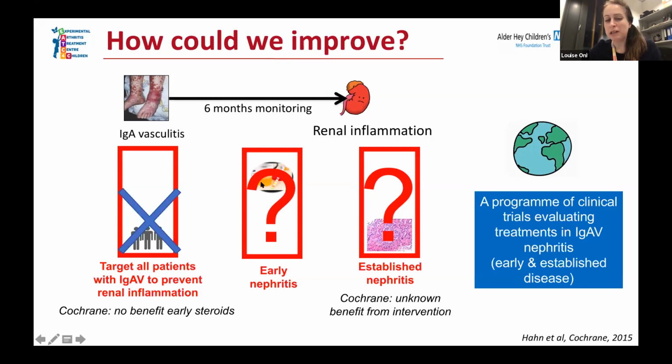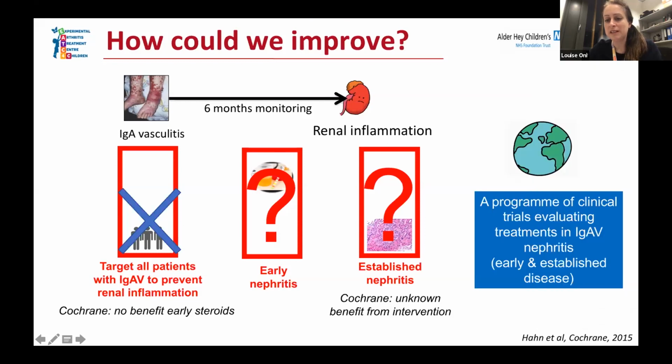So maybe we can target those who have early signs of nephritis, perhaps early proteinuria, and this is something that hasn't been reported, or we need to find out how to approach those who have established nephritis with biopsy-proven disease. And at the moment, when the Cochrane group have evaluated our therapies, they've suggested that there's an unknown benefit from any intervention that we use at the moment, predominantly due to small studies where even placebos will look positive.